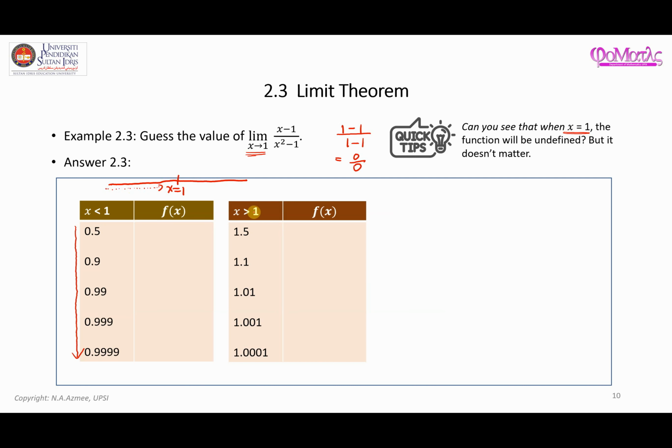For this table here, the value of x considered here is greater than 1, which means that the value of x here is getting closer and closer to 1, but never actually do we consider x equals 1. So these values here come from the right direction, so they are approaching x equals 1 from the right direction.